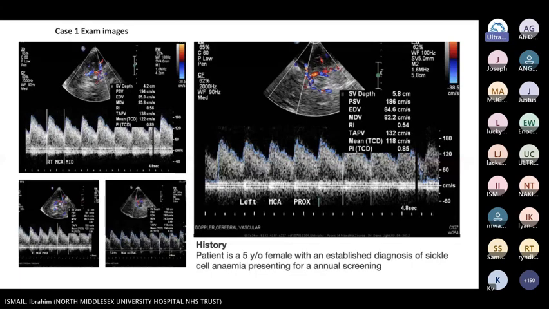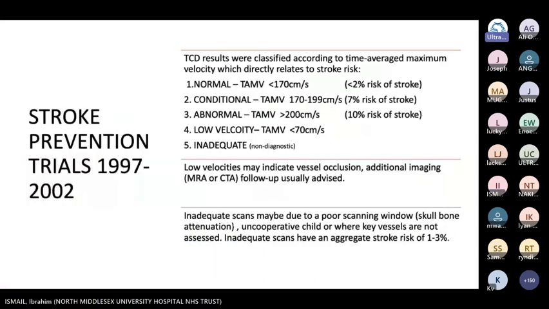Can you switch back, Ibrahim, to the parameters, the normal ranges, so at least we can have a comparison? Yeah. So that's the comparison on there.